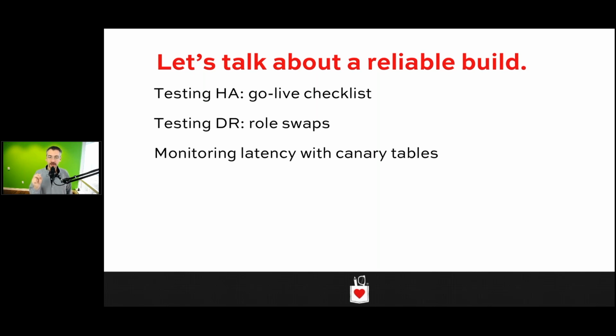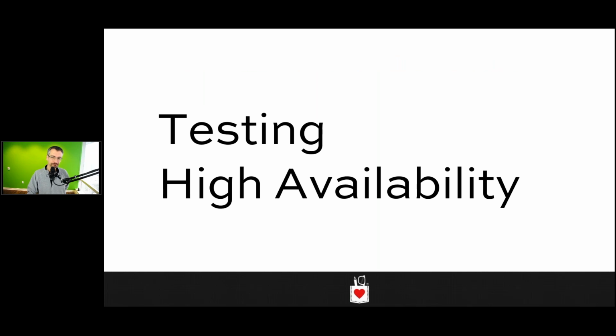Second, I'm going to talk about testing role swaps for disaster recovery. That's going to be after the bio break, though. Just until the first bio break, we're going to focus on testing high availability.